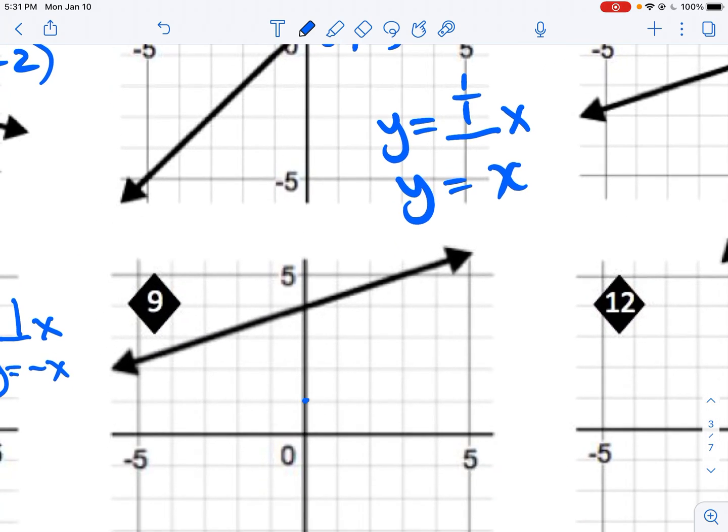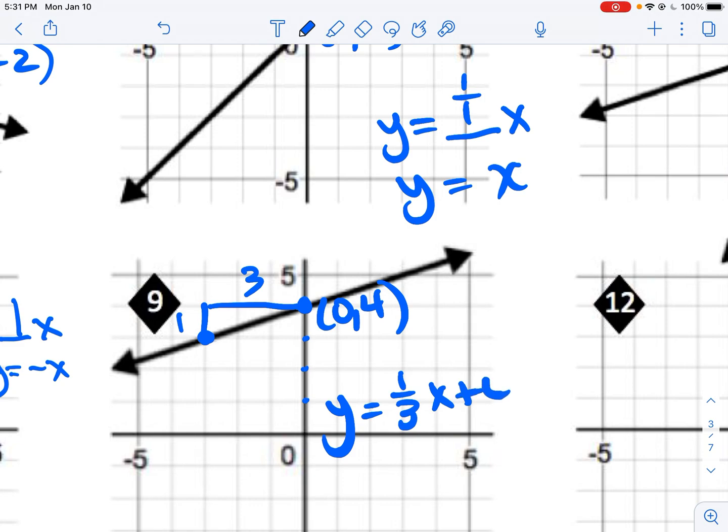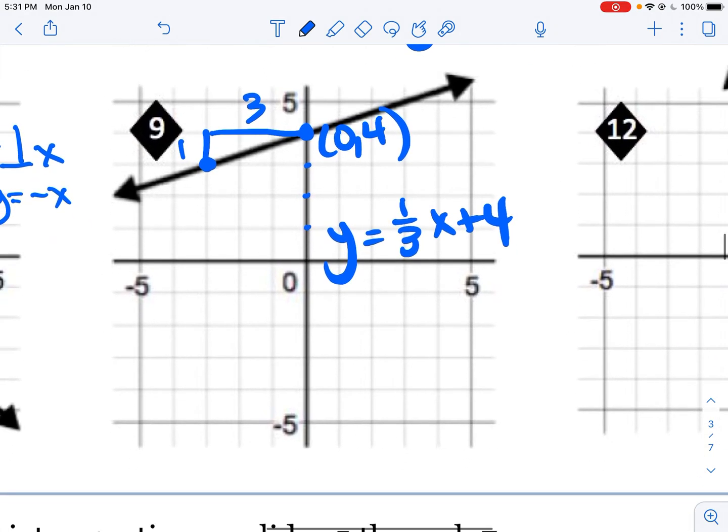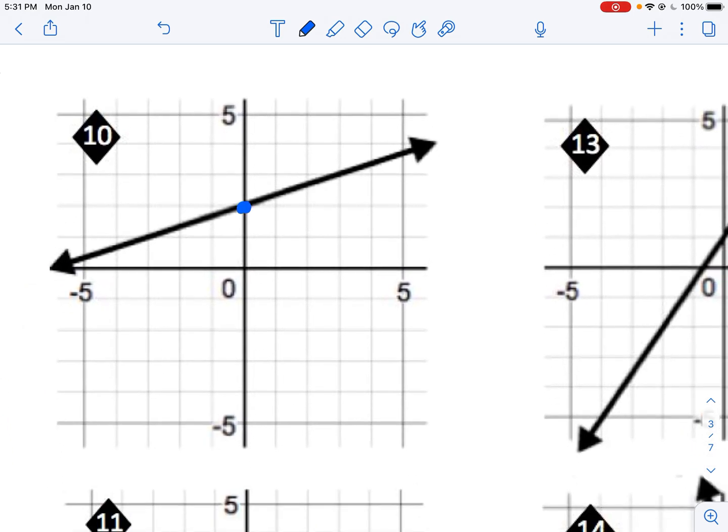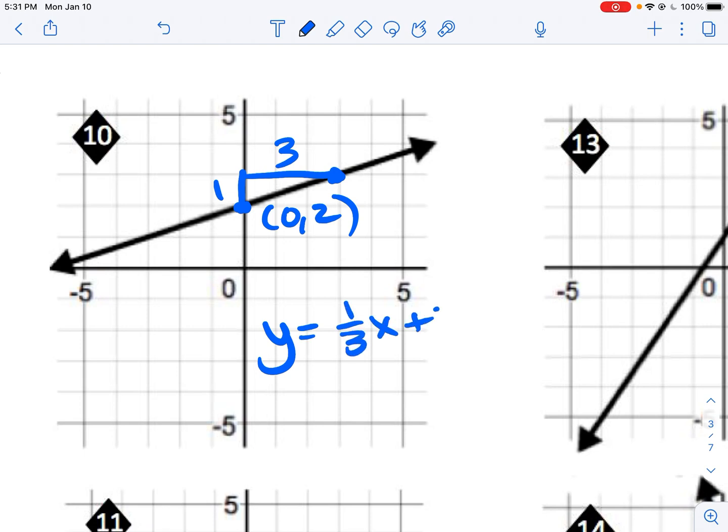This one goes through the point 1, 2, 3, 4. So (0, 4). And then we have this point. It is going in a positive direction. So I go up 1, I go over 3. So y equals 1/3 x plus 4. This one is going through the point (0, 2). It is going through this point right here. It's going up 1, over 3. So y equals 1/3 x plus 2.